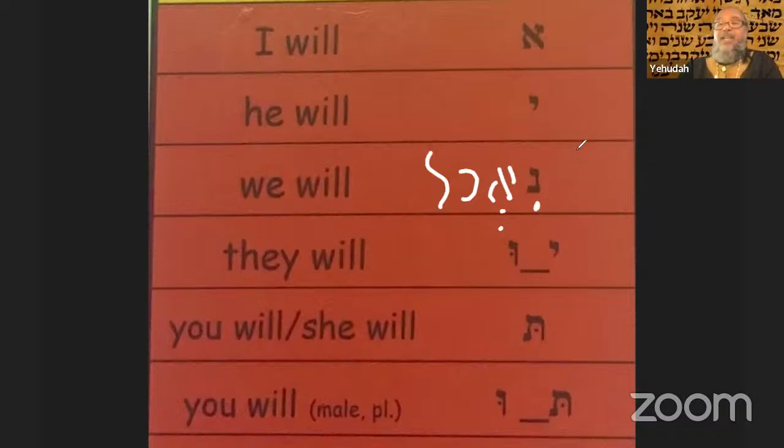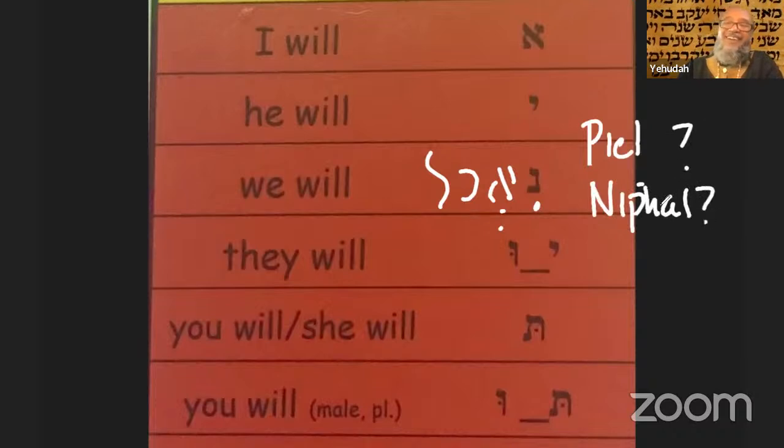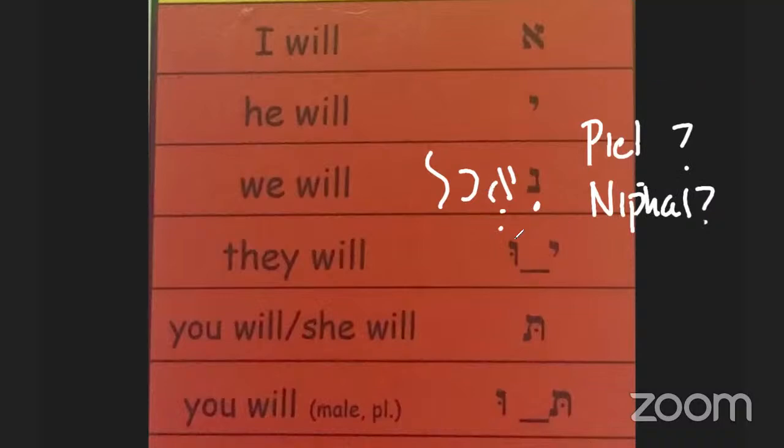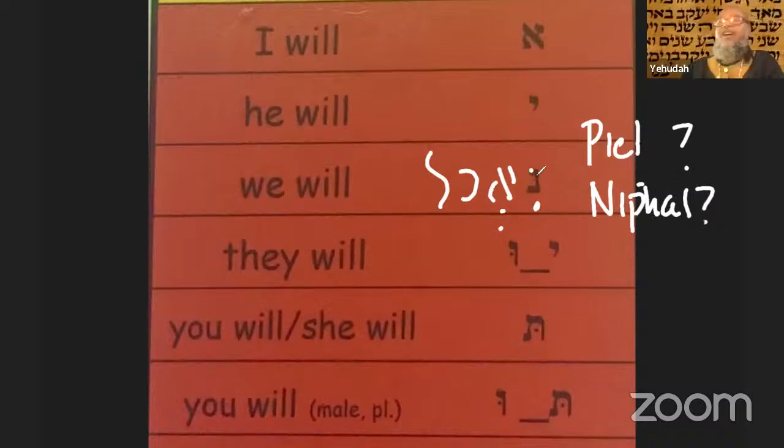Question: is this a Piel or Nifal? It's a Nifal. Why do you think it's a Nifal? Because of the noon. There you go. It's a Nifal, and you would recognize it by this. Is that active or is it passive?